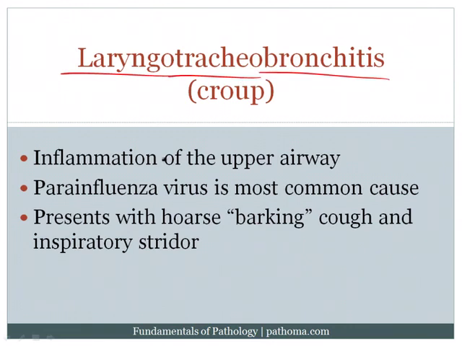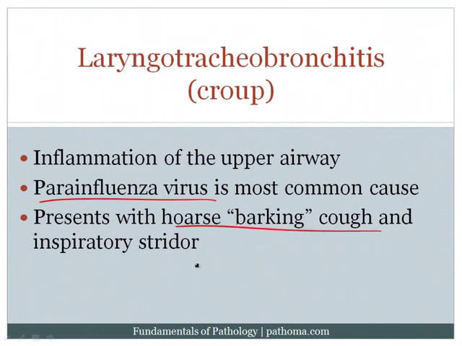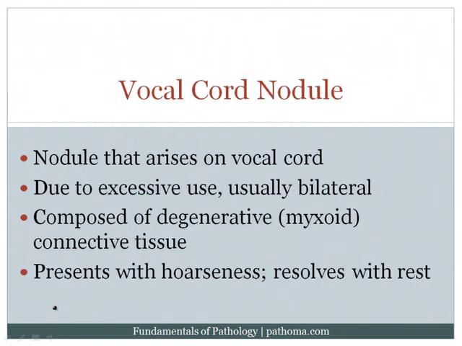laryngotracheobronchitis. So again, the name tells you that you're getting inflammation of the upper airway. The most common cause is parainfluenza virus, and these are the patients that classically present with a hoarse, barking cough and then an inspiratory stridor. So that's laryngotracheobronchitis.